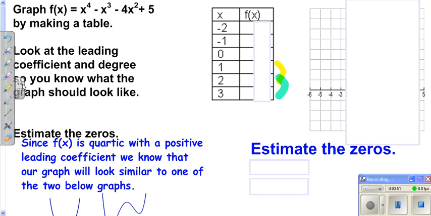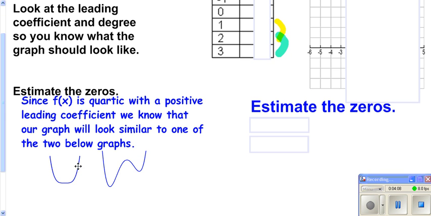So let's go ahead and do that one for this one here. Since it's an even degree, you know it's going to do the same thing as you go far to the right and far to the left. Since it's a positive in front, you know that you're going to be going up on both sides. So therefore, the general shape of the graph will have to be one of these two here. Either kind of like a U or kind of like a W. Which one of these we'll find out after we graph it.